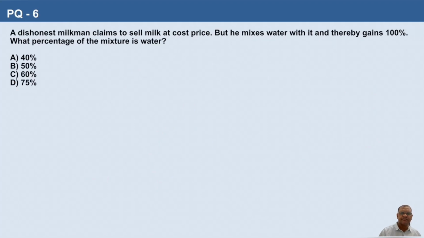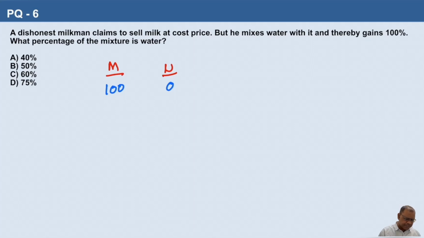Question number 6. So this is an important model question. A dishonest milkman claims to sell milk at cost price, but he mixes water with it and thereby gains 100%. What percent of the mixture is water? So again the same thing, same as the previous question. So we'll take milk and water. Let us assume the cost price of milk as 100 and the cost price of water as 0.